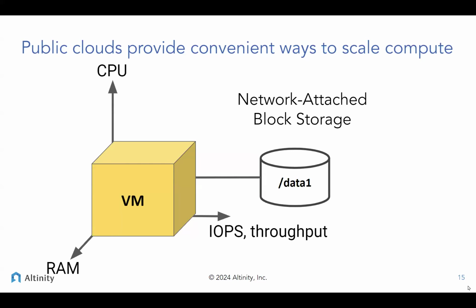You just need to request a new machine. And if you use network attached block storage, you don't need to migrate your data at all. You can reattach the new virtual machine, new EC2 instance, if we are talking about AWS, to the same storage, and it will continue to work.